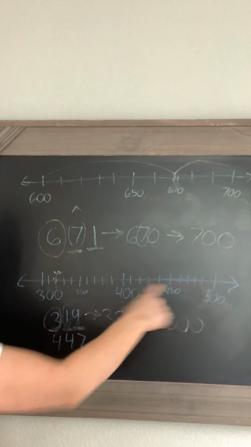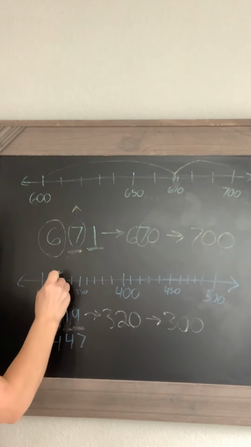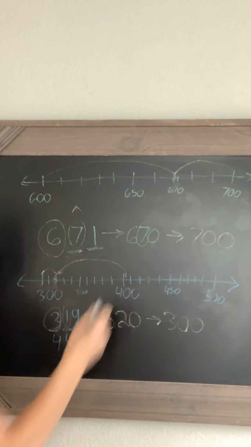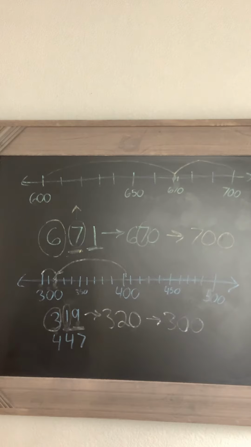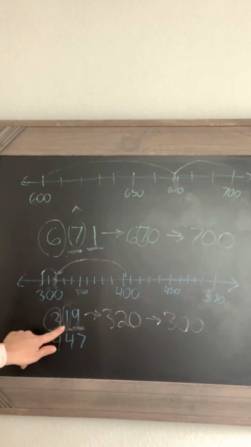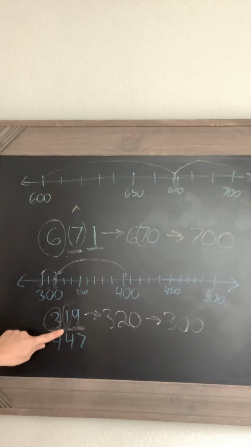And when I look at my number line up here, 319, right here, it's that far away from 300, but it's this far away from 400. You can see that it's way closer to 300 than it is to 400. So 319 rounded to the nearest 10 is 320. And then 319 rounded to the nearest 100 is 300.